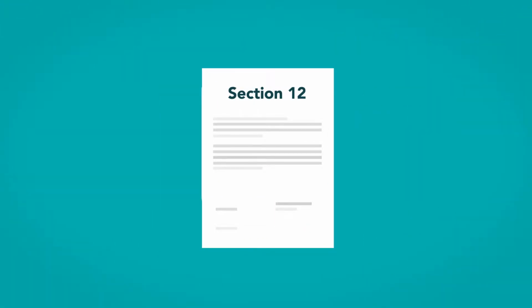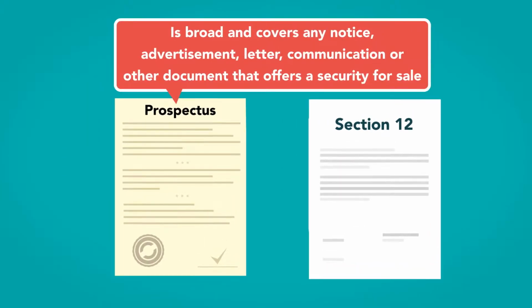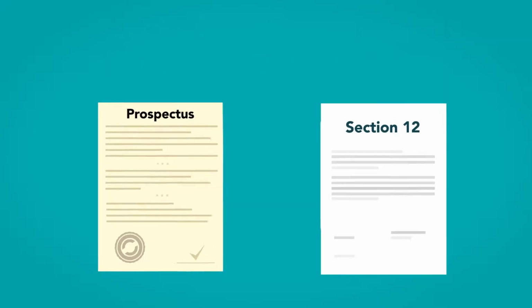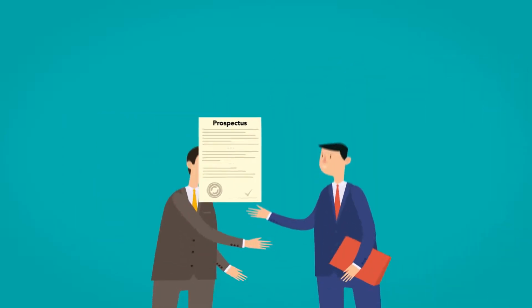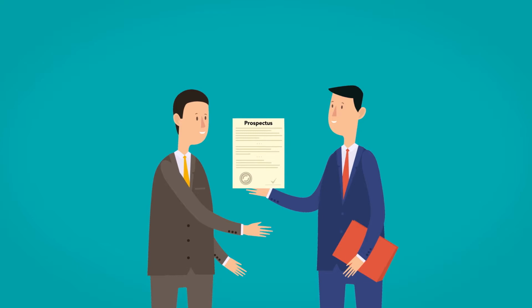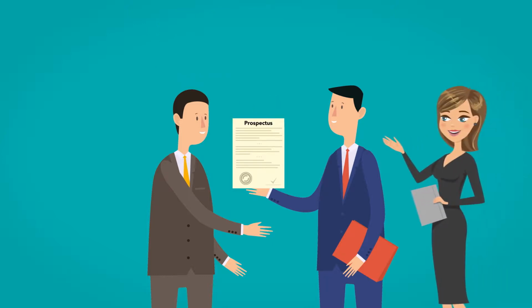Section 12 applies to misstatements and omissions in a prospectus. The term prospectus is broad and covers any notice, advertisement, letter, communication, or other document that offers a security for sale. Prospectuses are used in a broad range of securities offerings, both public and private. Liability attaches to any person who offers or sells a security pursuant to a prospectus that contains a material misstatement or omission. Liability extends to others involved in the sales process as well, such as brokers.